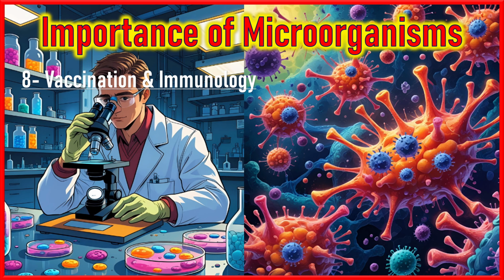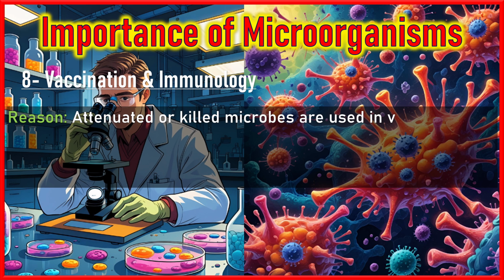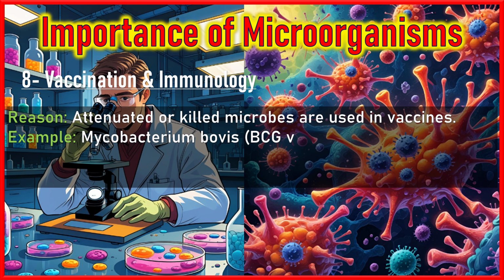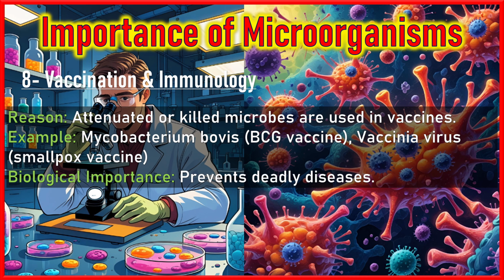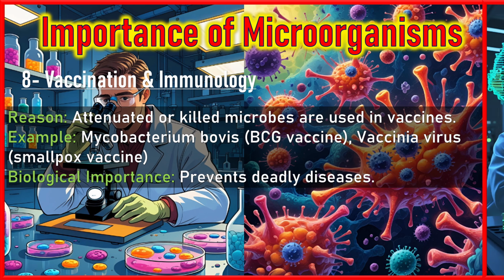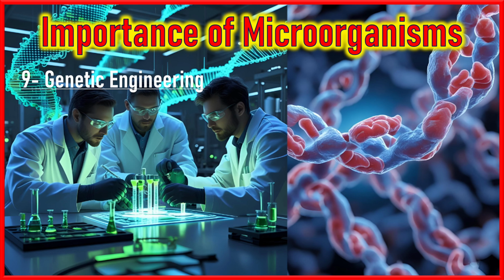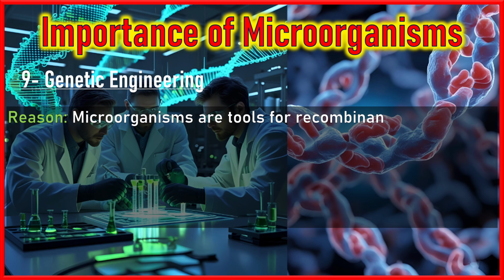The eighth importance of microorganisms is vaccination and immunology. Attenuated or killed microbes are used as vaccines to build our immune system, or prepare our immune system for the next real-time attack. For example, Mycobacterium bovis, which is used in the BCG vaccine, and Vaccinia virus, which is used in the smallpox vaccine.